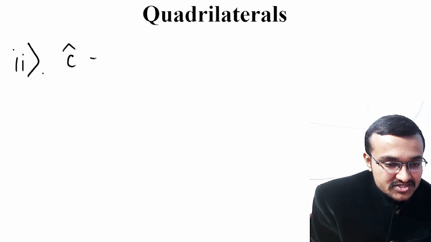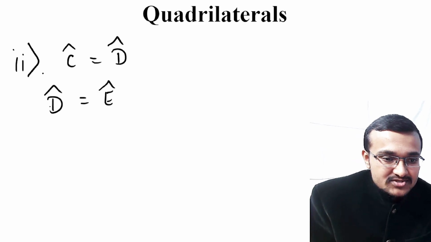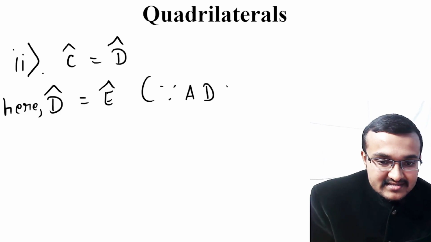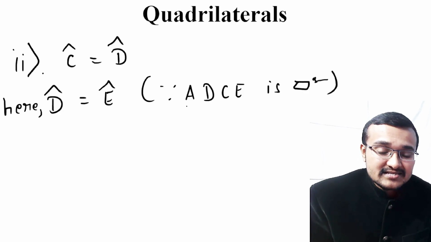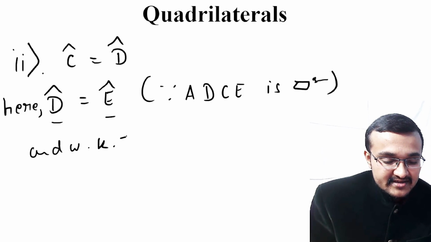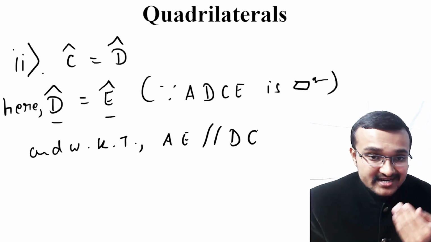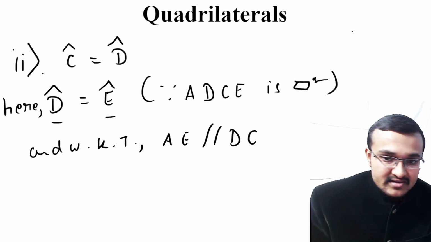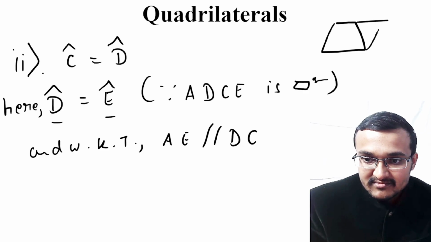Similarly in the second question, you need to prove C is equal to D. Here D is already equal to E because ADCE is a parallelogram, and in a parallelogram opposite sides are equal to each other. And we know that AE is parallel to DC because ADCE is a parallelogram. Since AE is parallel to DC, in this particular diagram we have a diagram like this.